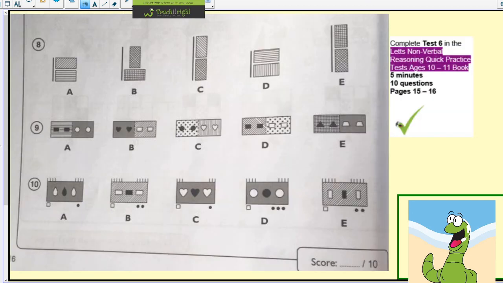Right, last 3 questions. You're doing really well, guys and girls. Again, get ready to give yourself a score. Question 8 is B. Question 9 is D. And question 10 is E.